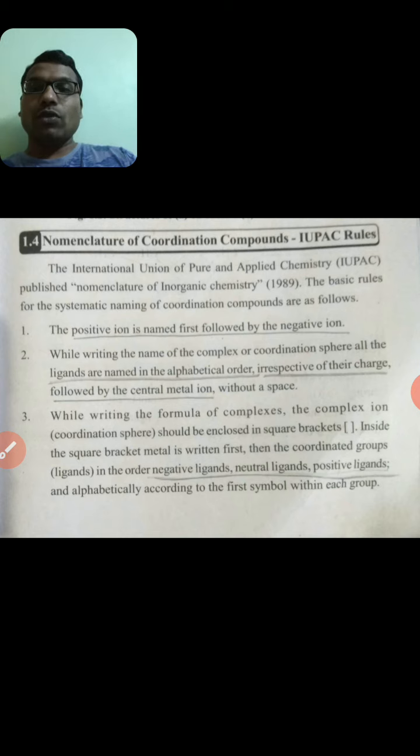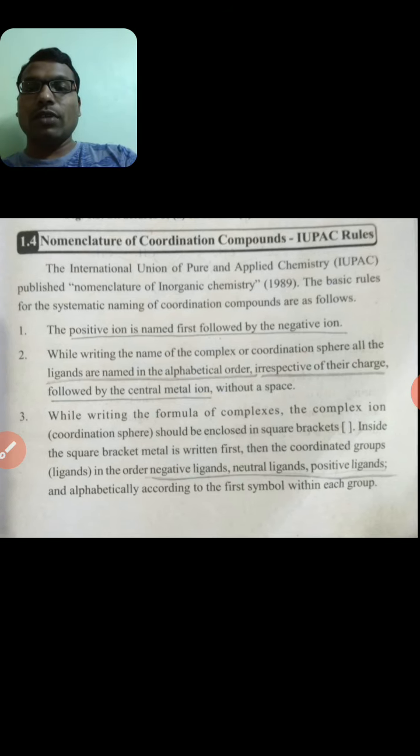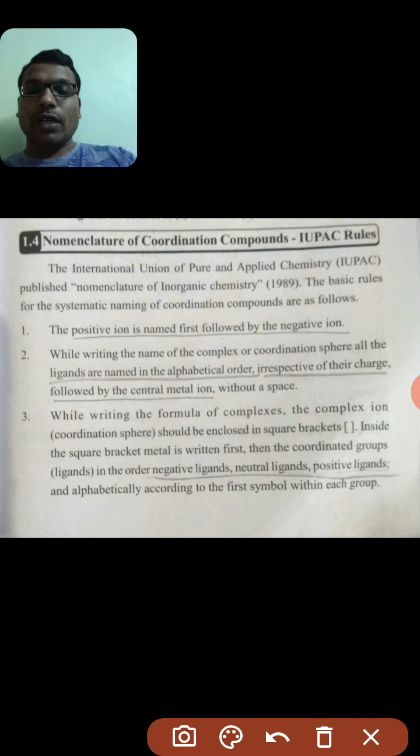The complex ion, nothing but what? The coordination sphere should always be enclosed in square brackets. After enclosing it in the square brackets, inside the square brackets the metal is written first. First we should write the metal.